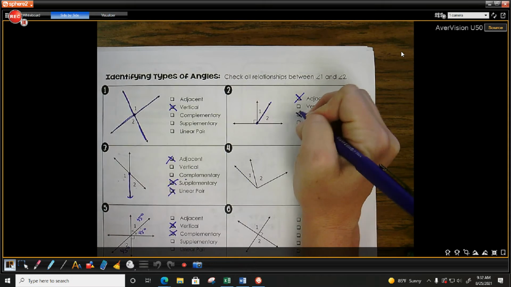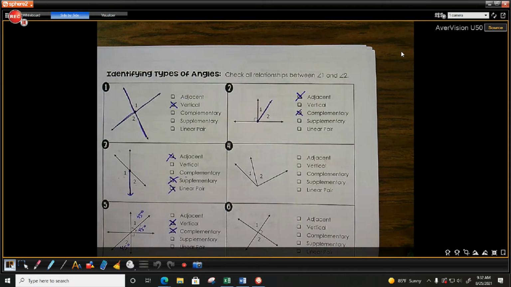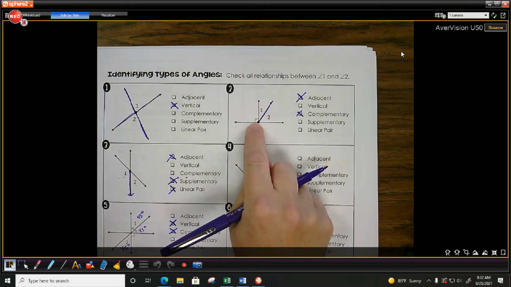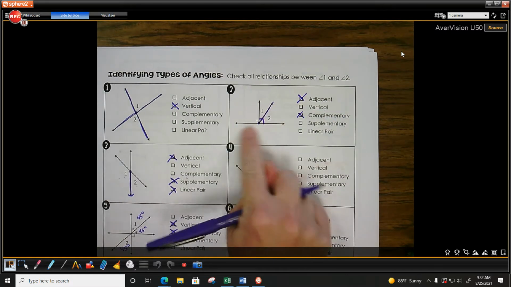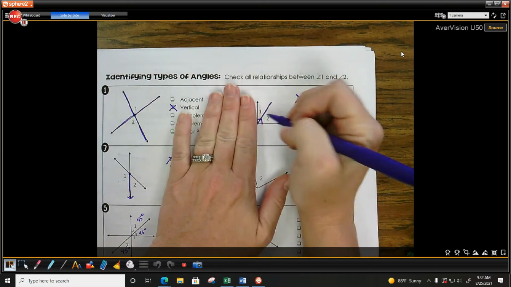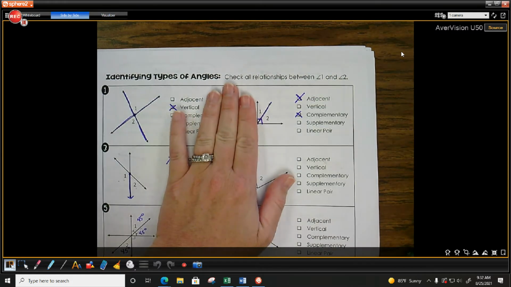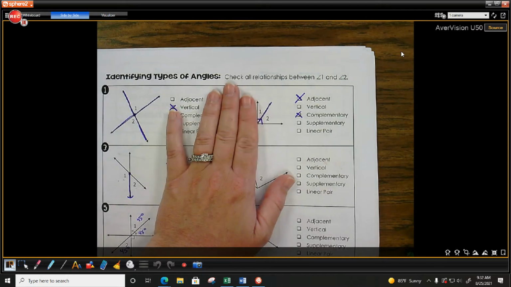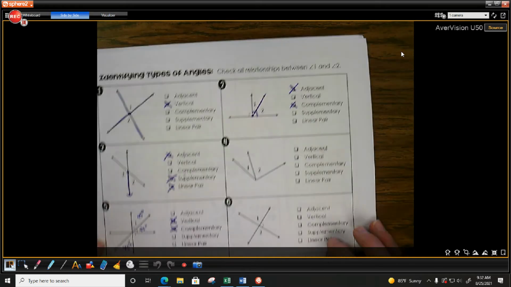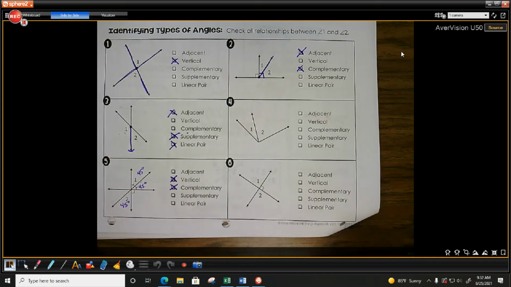How do I know it's a right angle? Because if that's 90 degrees, then this also has to be 90 degrees because this is a line. So angles 1 and 2 add together to give you a right angle, which means they are complementary because complements are always right. So if they're complementary, can they be supplementary? No. And if they're not supplementary, can they be a linear pair? No. So that's it.